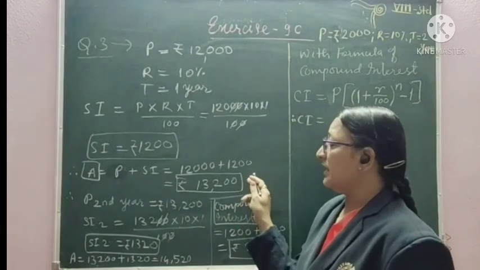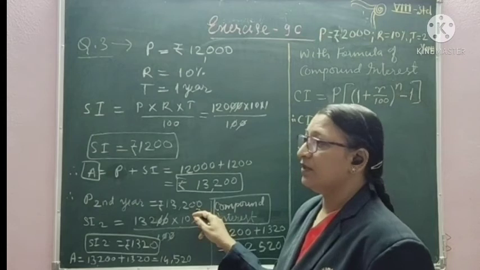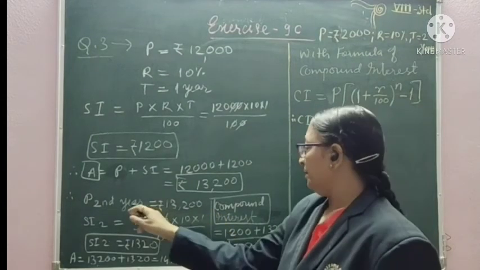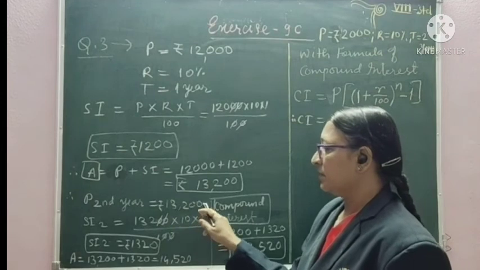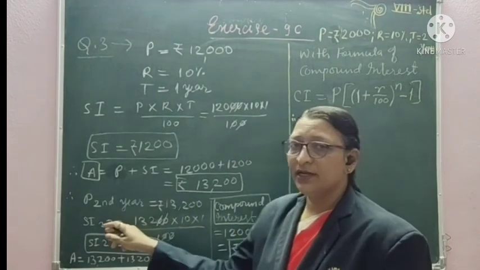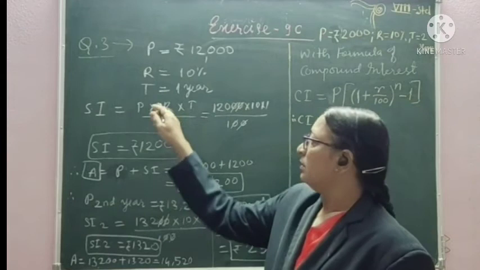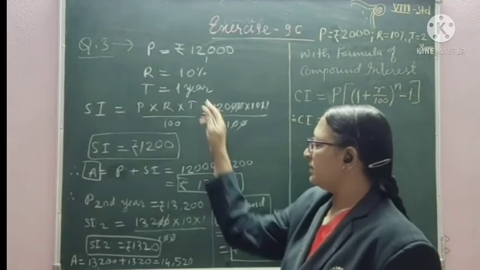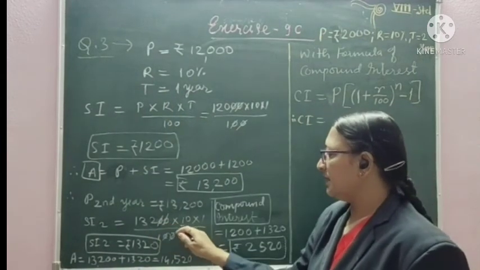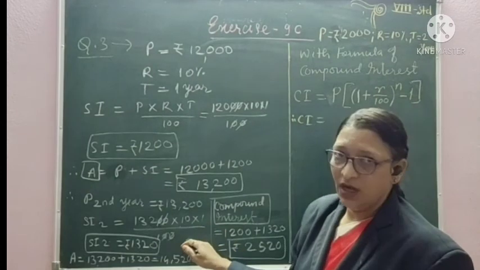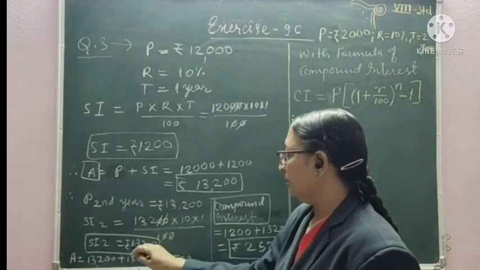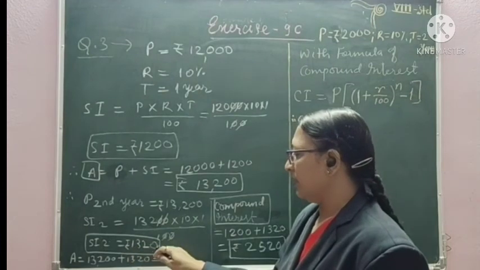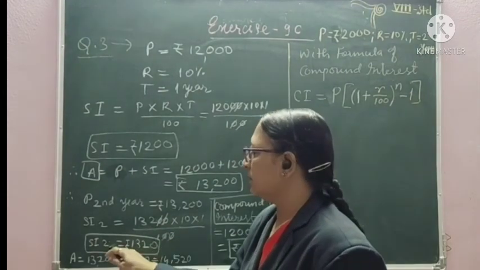Now this amount is nothing but the principal of the second year. So principal for second year is 13,200 rupees. And from this we can calculate simple interest for the second year from our formula of simple interest. So 13,200 multiplied by 10 multiplied by 1 upon 100. 0 cancels. Remains the product, rupees 1,320. This is the second year's interest.